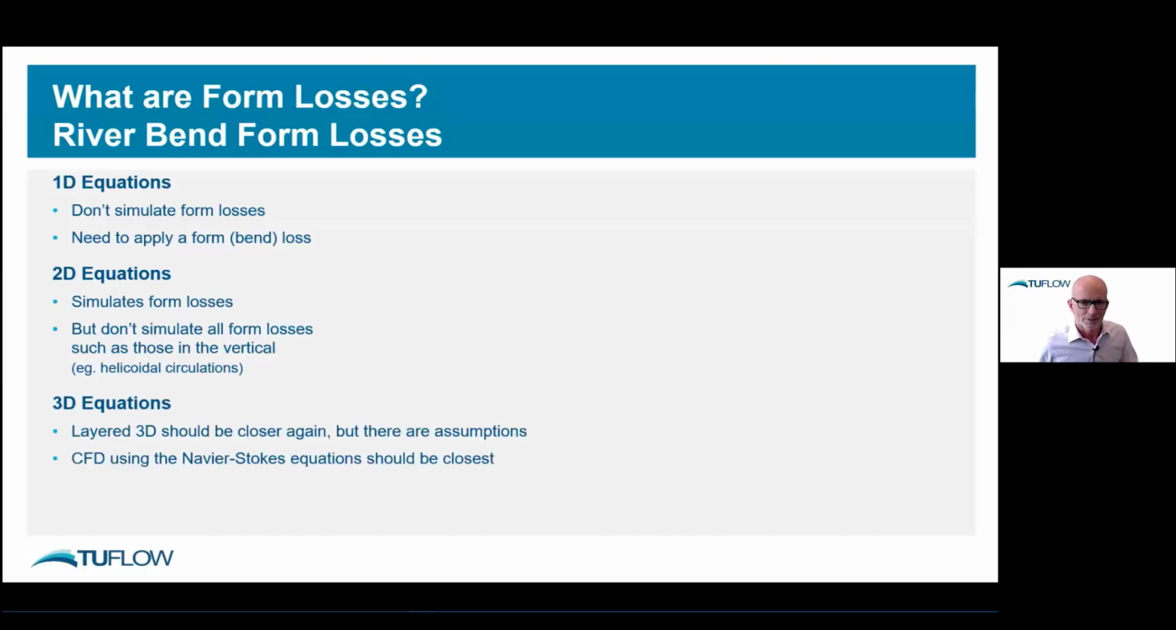And if we had the luxury of being able to run 3D models, you'd be closer again. I'll talk about those a little bit more later on. What's really important to understand is that you cannot use the same form loss or energy loss coefficients between 1D, 2D, and 3D. It's not like Manning's N, where the Manning's N is generally transferable between 1D and 2D, but you cannot transfer form loss or bend loss coefficients.